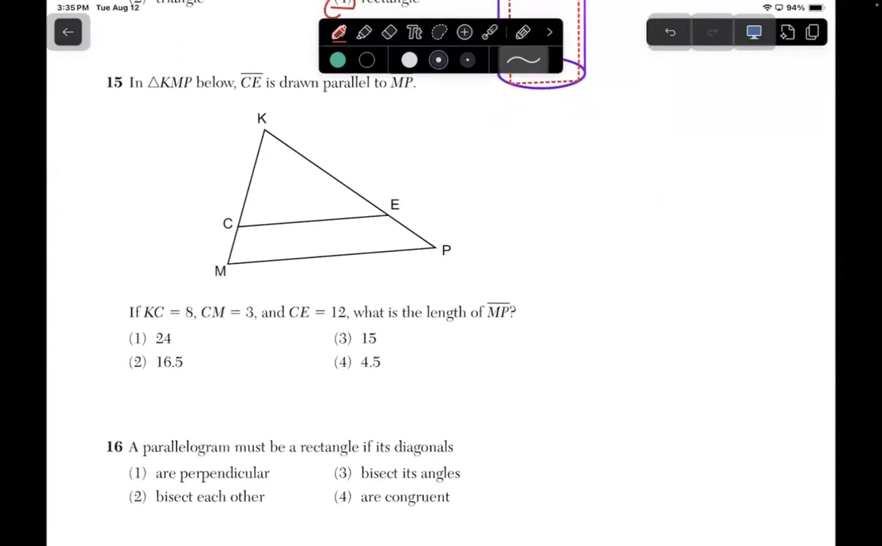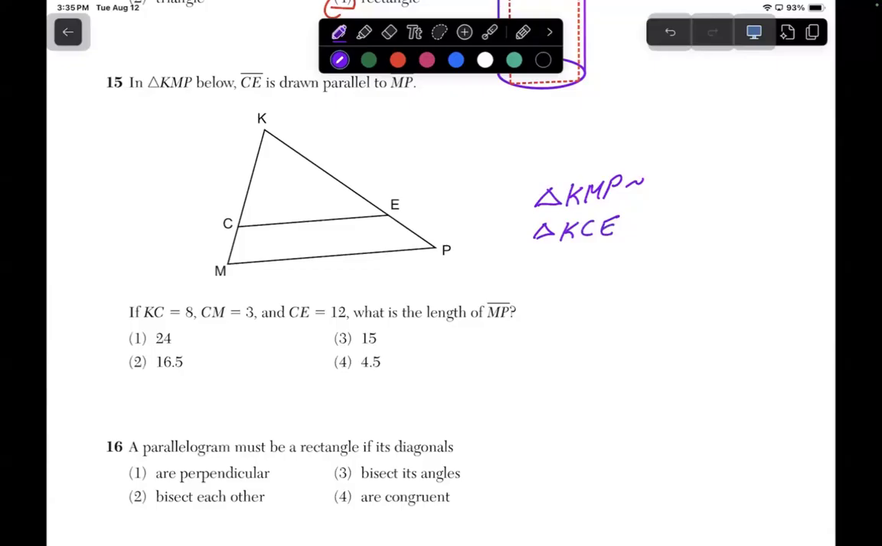Triangle KMP drawn below. CE is drawn parallel to MP. This is a similar triangle question. They love these. Again, what do I always do for these problems? Triangle KMP is similar to triangle KCE.